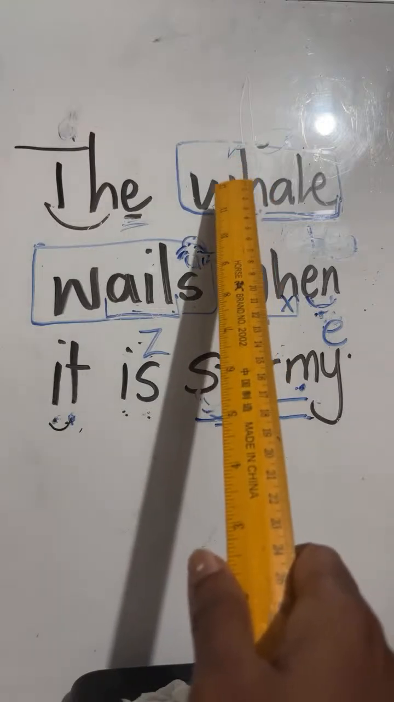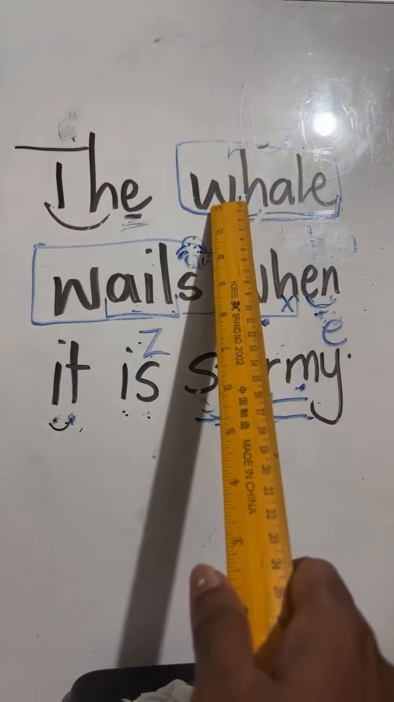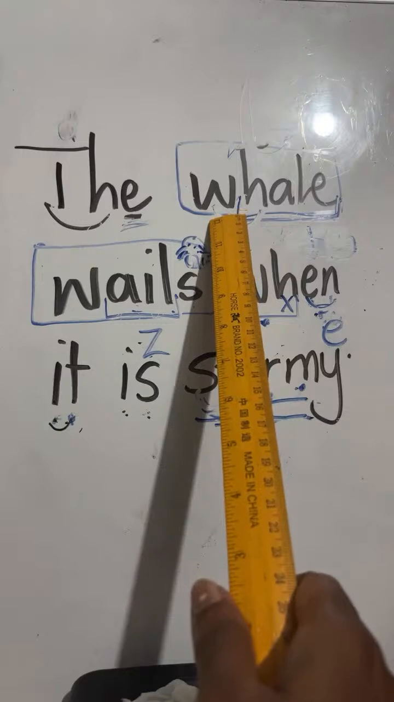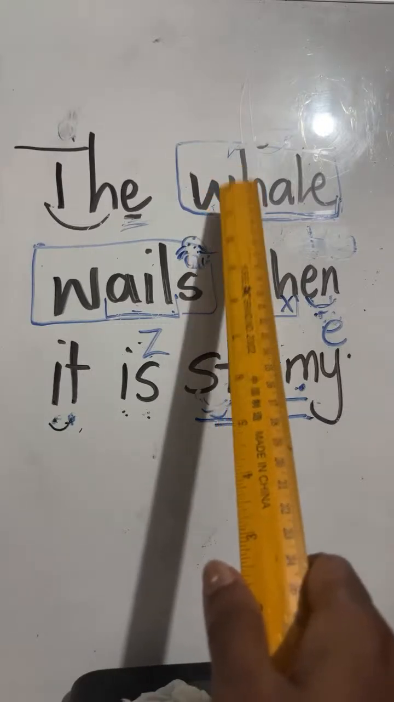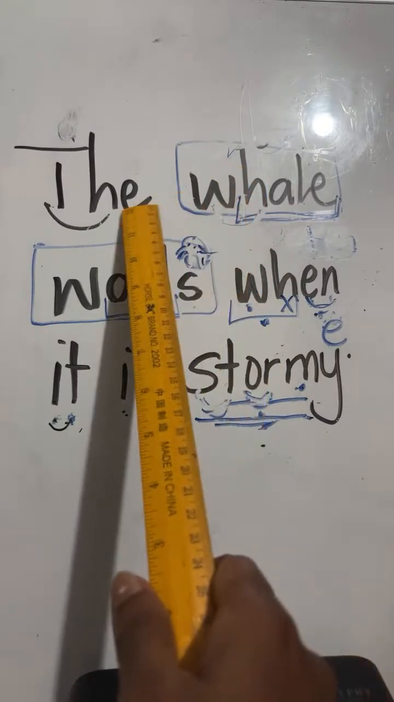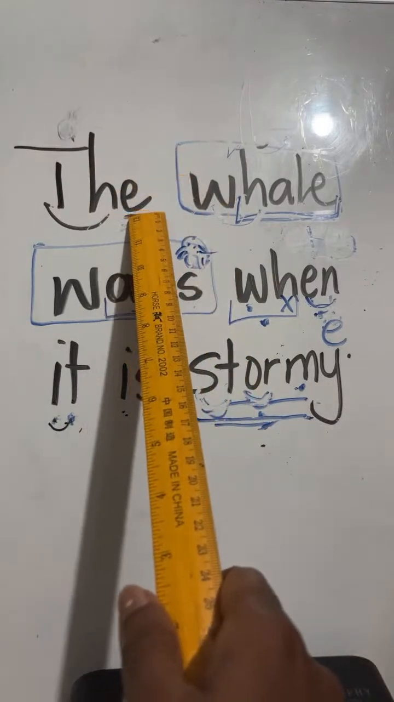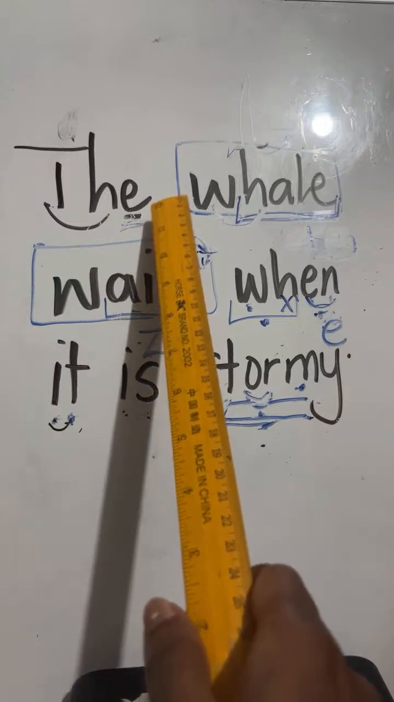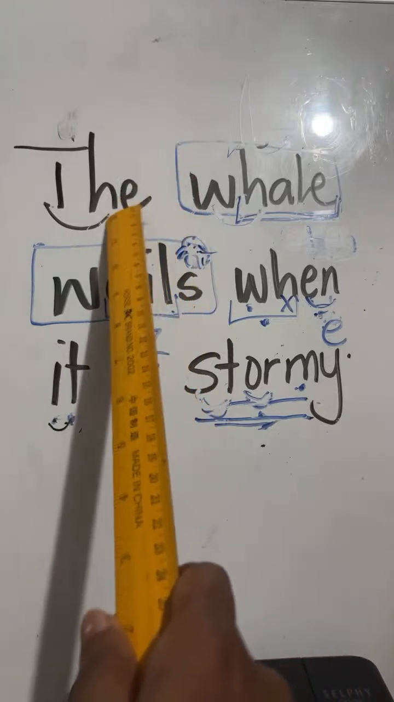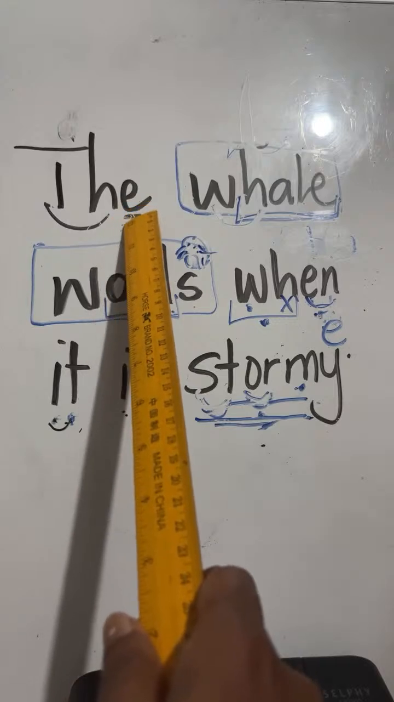Because the letter after our word begins with a consonant. Remember, when a word begins with a consonant after this word, we say "the". When it begins with a vowel, A, E, I, O, or U, that's when we say "thee". So if you said "the", then you're correct.